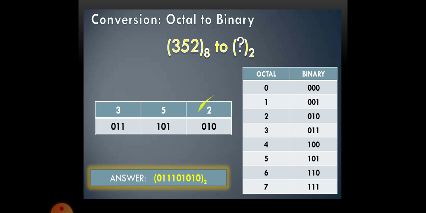So, octal number 2 has the binary equivalent 0, 1, 0. 5 has the equivalent 1, 0, 1. 3 has the equivalent 0, 1, 1. So it has to be written as it is: 0, 1, 1, 1, 0, 1, 0, 1, 0. That's all. That is the easiest conversion method. The only thing you need to study is the equivalent binaries of each octal digit.